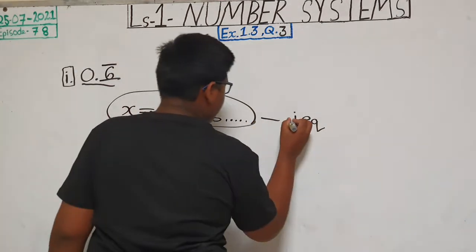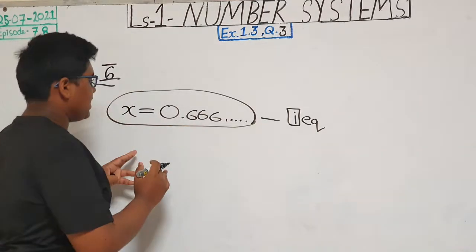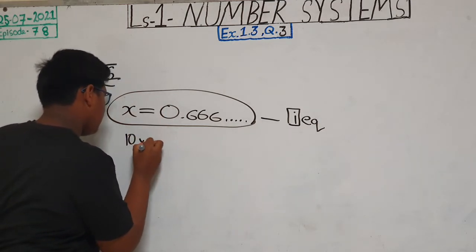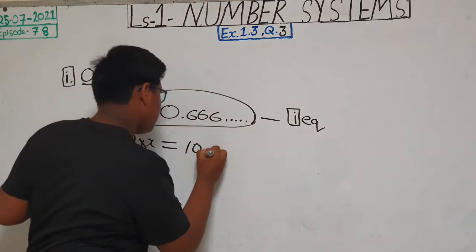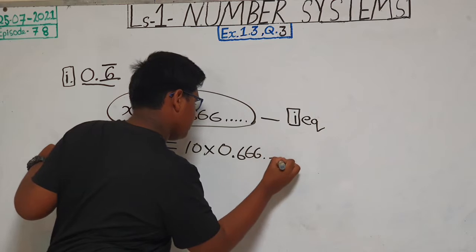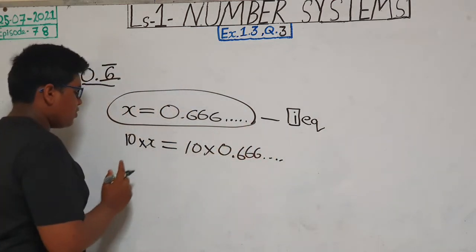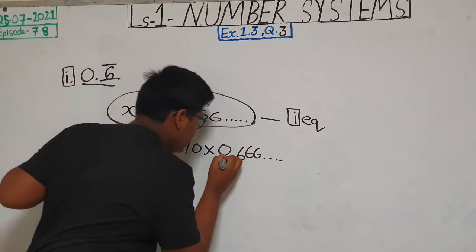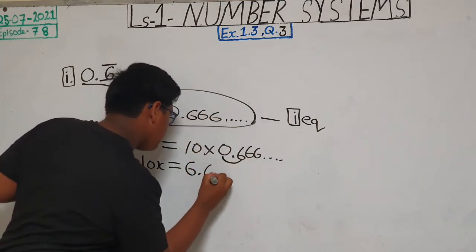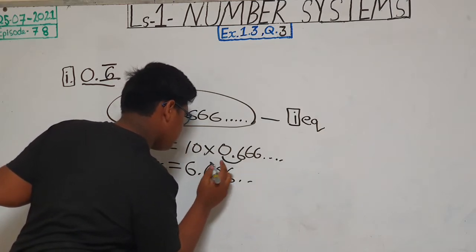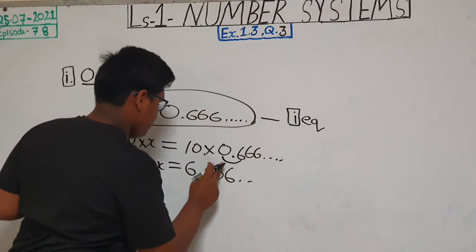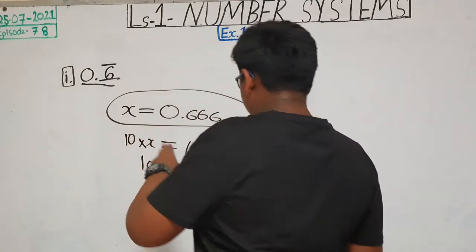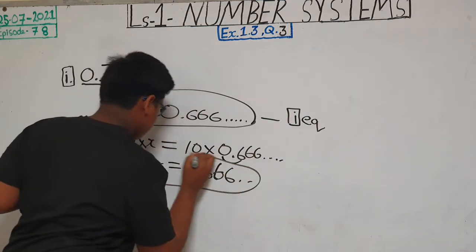For the next equation, we will multiply by 10 on both sides. So we multiply 10 into x and 10 into 0.666 continuing. Then we get 10x, and 10 into 0.6 shifts one place, so it becomes 6.666 and continues. This will be our second equation.